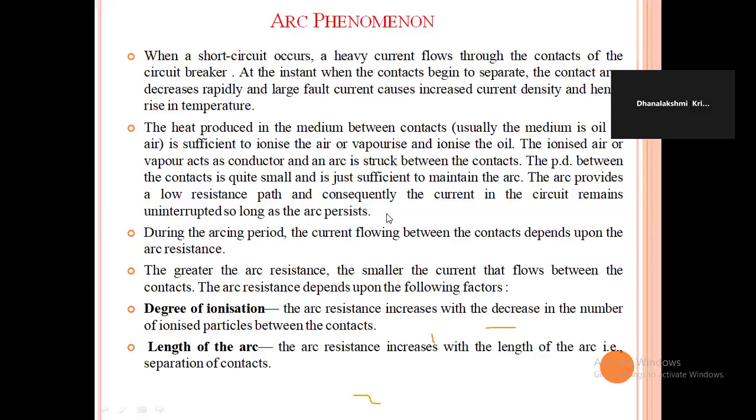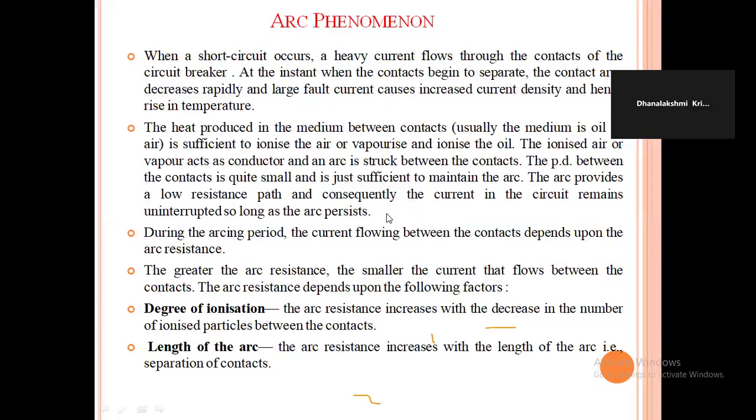Once the arc is struck, the potential difference between the contacts is quite small, but sufficient to maintain the arc. This arc provides a low resistance path, and consequently the current in the circuit remains uninterrupted. During the arcing period, the current flowing between the contacts depends upon the arc resistance. The greater the arc resistance, the smaller the current that flows between the contacts. The arc resistance depends upon the following: degree of ionization, length of arc, and cross-section of the arc.